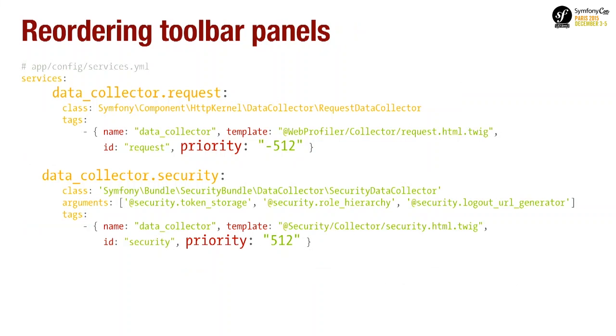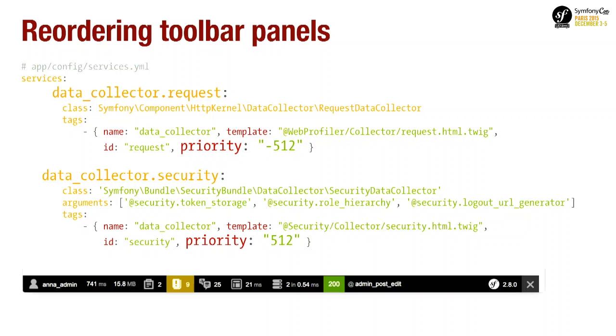So, things you can do with the toolbar. For instance, you can reorder the panels. I don't recommend you do that, but in case you need it, you only need to tweak the priority of the data collectors. For instance, here, we put the security panel first and the request panel at the end. Well, maybe you need the security panel first, I don't know.